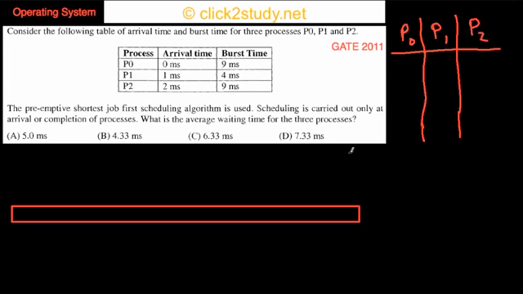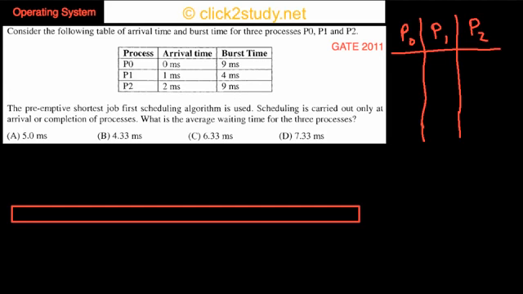Okay, let us start the next problem. Consider the following table of arrival time and burst time for three processes P0, P1 and P2. So there are these three processes P0, P1 and P2, and their arrival times are different, 0, 1 and 2, and the burst time, the CPU time they need, is 9, 4 and 9.